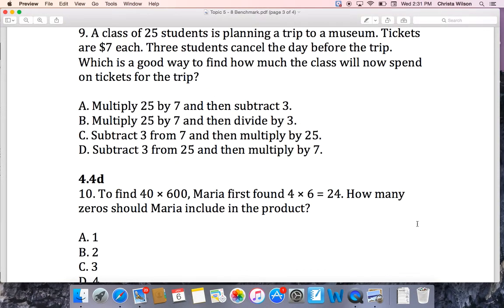Number 9. A class of 25 students is planning a trip to a museum. Tickets are $7 each. 3 students canceled the day before the trip. Which is a good way to find how much the class will now spend on tickets for the trip? A. Multiply 25 by 7 and then subtract 3. B. Multiply 25 by 7 and then divide by 3. C. Subtract 3 from 7 and then multiply by 25. D. Subtract 3 from 25 and then multiply by 7.